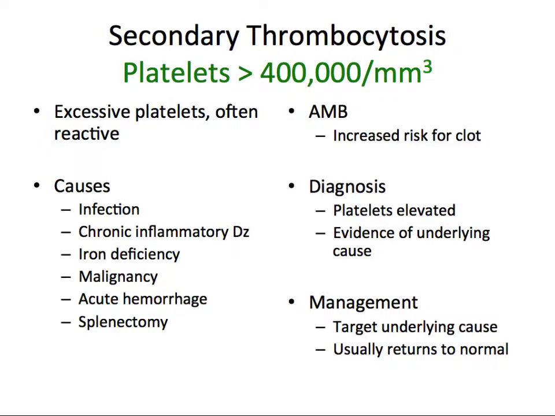Secondary thrombocytosis is a condition where there's excessive platelets, often greater than 400,000. This is often reactive and caused by infection, chronic inflammatory disease, iron deficiency, malignancy, acute hemorrhage, and splenectomy. It's manifested by increased risk for clots and coagulation. In terms of diagnosis, the platelets are elevated, and there's usually evidence of the underlying cause. In managing this condition, it's important to target the underlying cause, and it usually returns to normal once it's corrected.